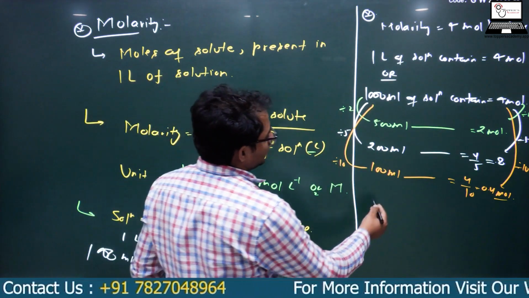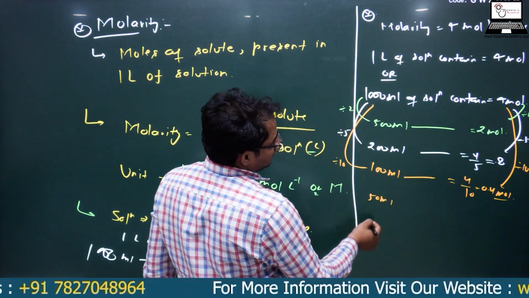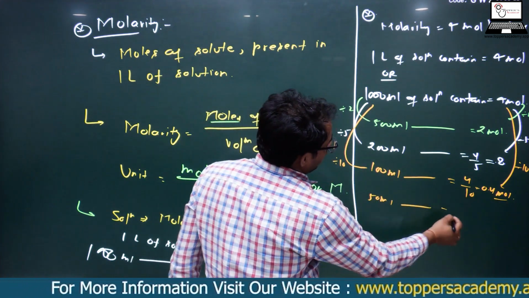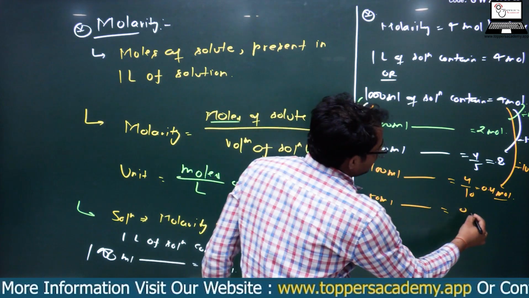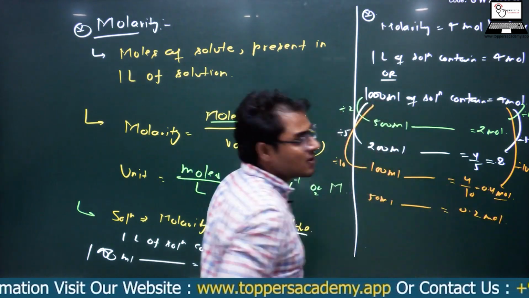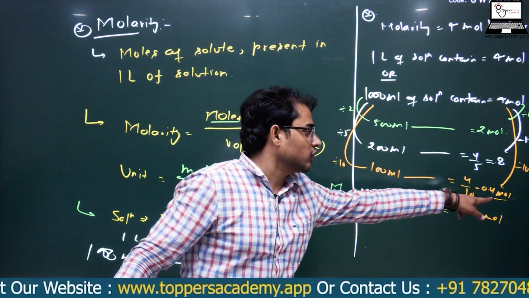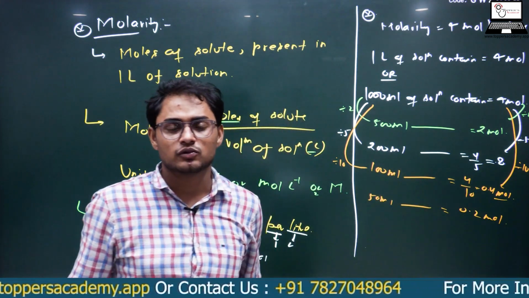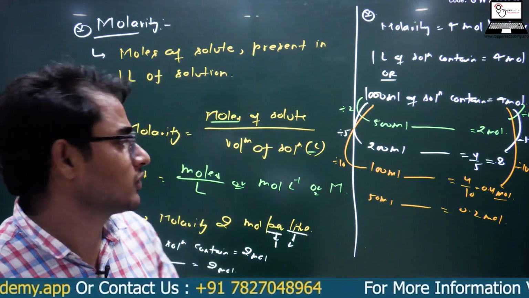If someone asks you about 50 ml, you can see that if 100 ml has 0.4 mole, then obviously half of this volume will have half of the amount of solute, half of 0.4 moles of the solute. I hope it is clear to you.